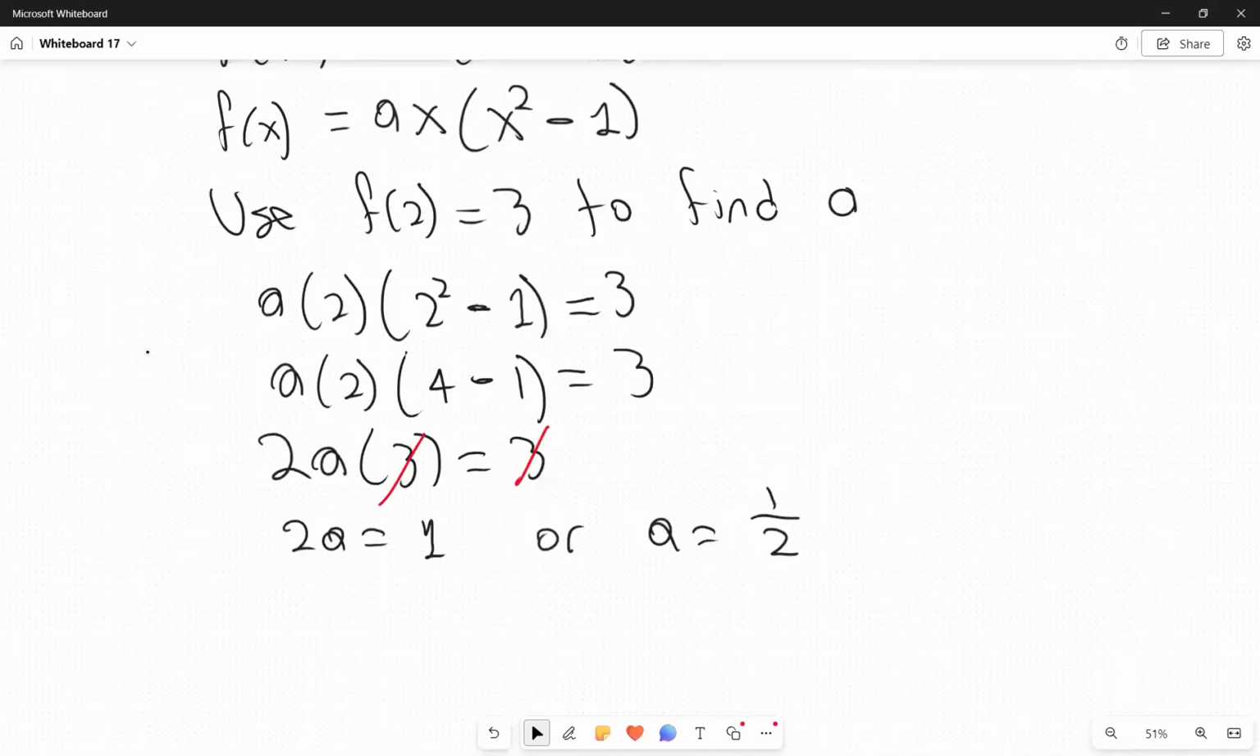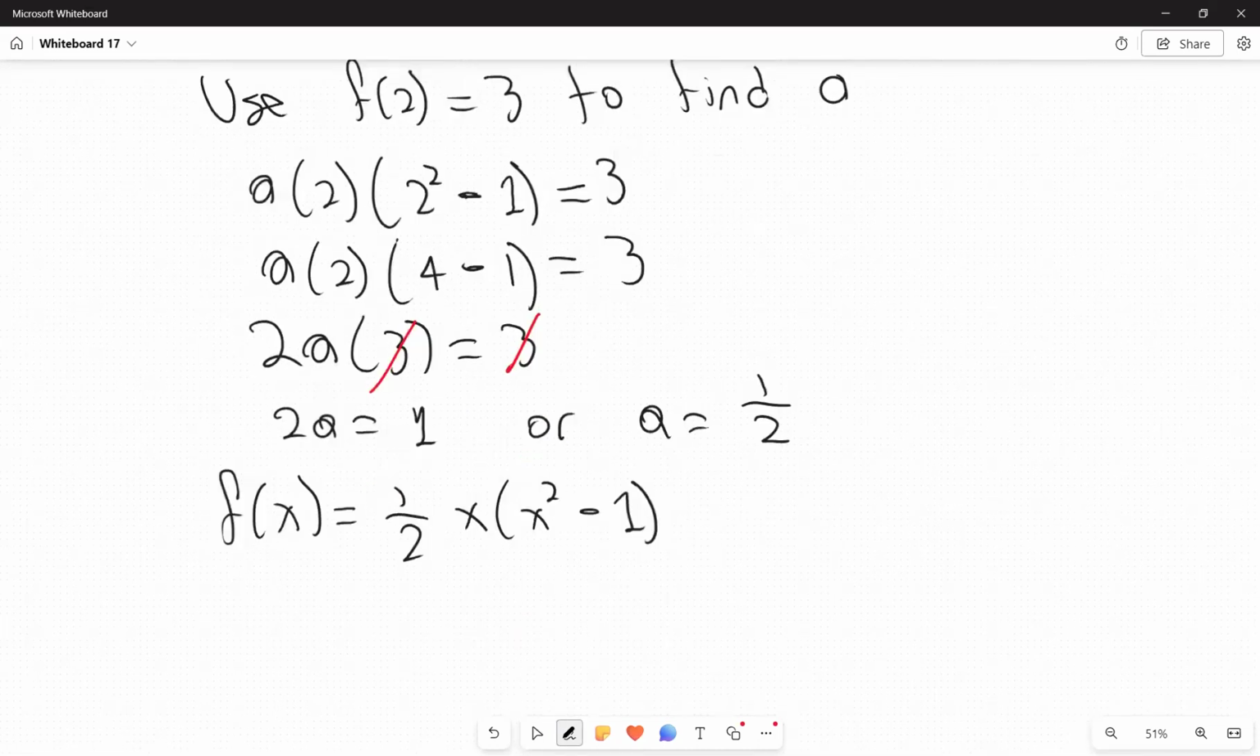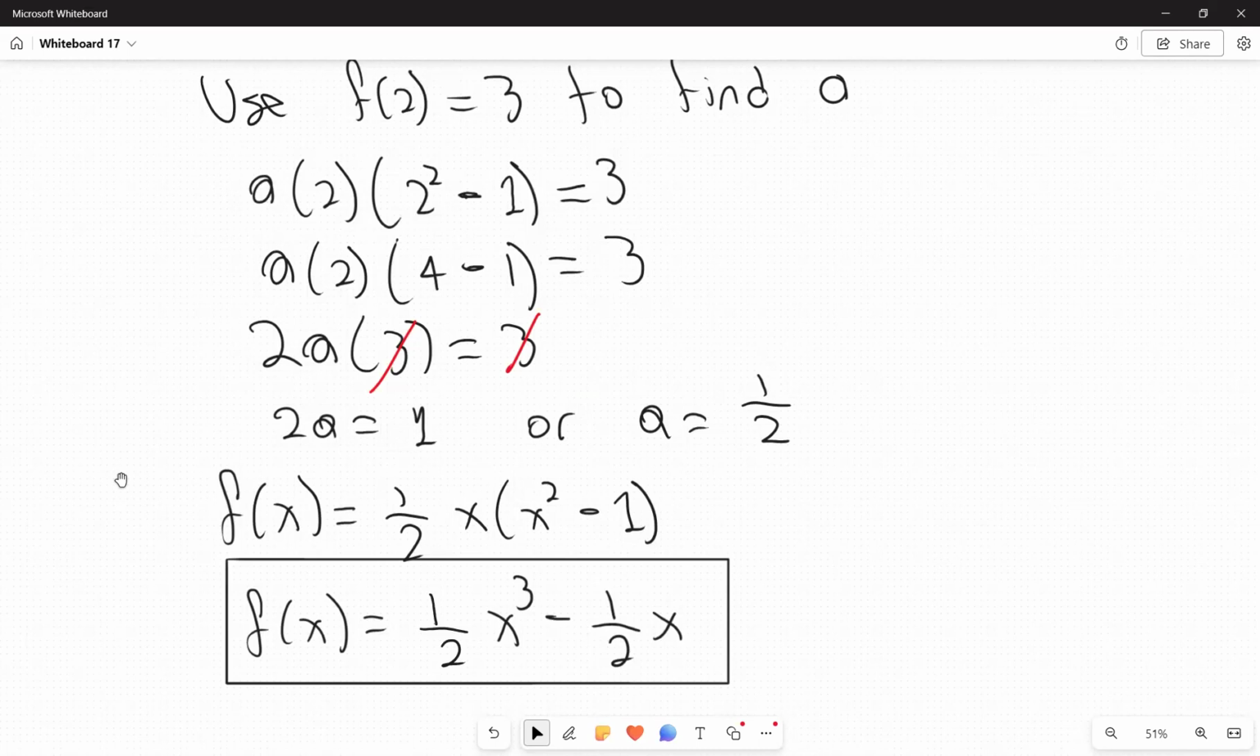So now we have more information. We know that f of x is 1/2 times x times x squared minus 1. And the final answer must be a polynomial in standard form. So that's in factor form or sort of. So the final answer is going to be f of x. Let's distribute the x. So that's going to be 1/2 x cubed minus 1/2 x. So that's the polynomial function. That's the polynomial of third degree with the given conditions.